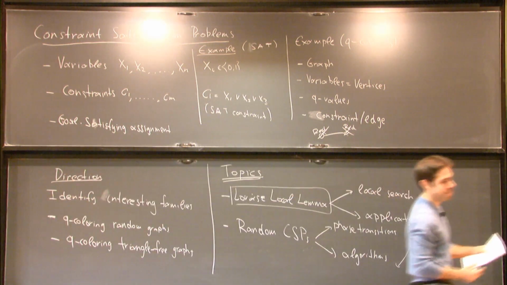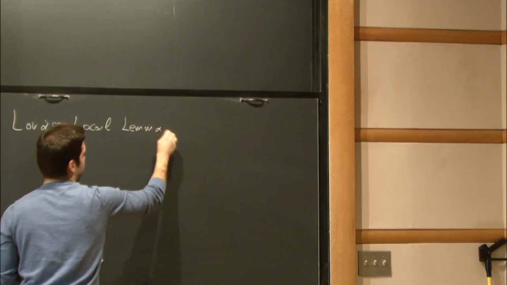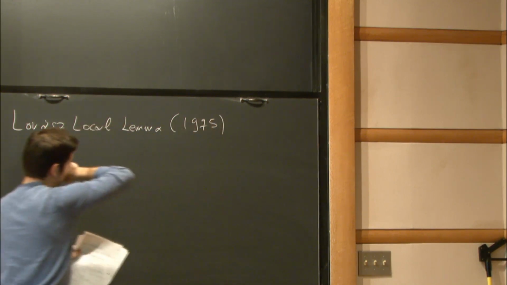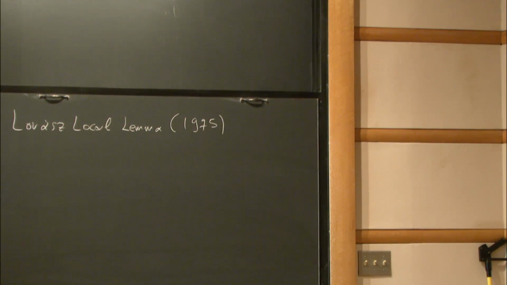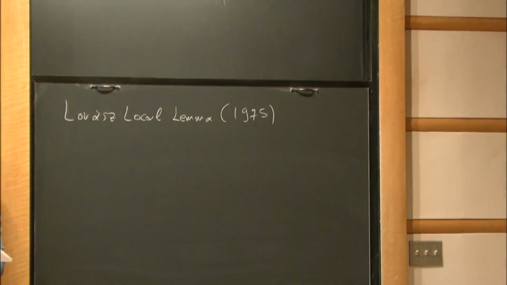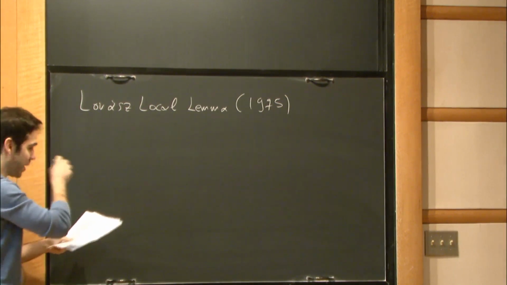Cool. Okay, so what is the local lemma? It was proved in the 70s by Lovász, and it's a powerful tool in probabilistic combinatorics with many, many applications. And here's roughly what it says.